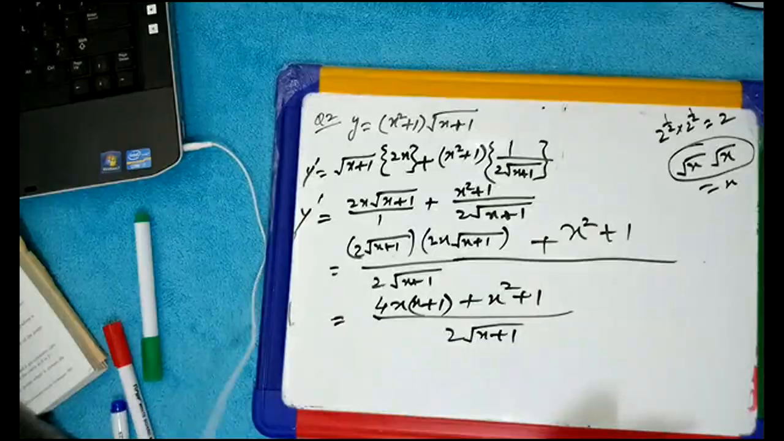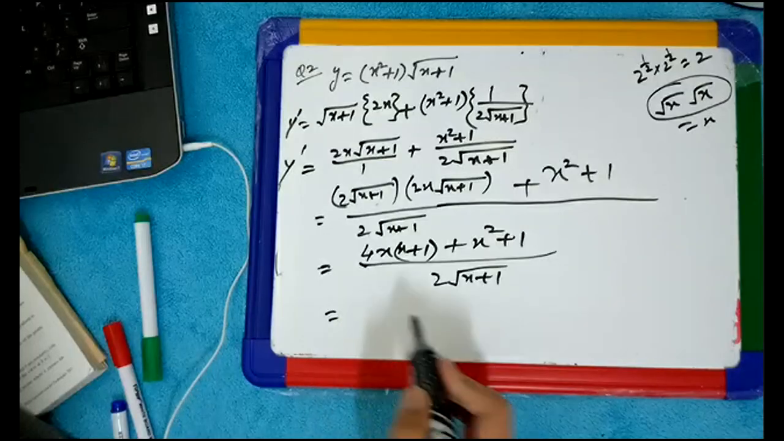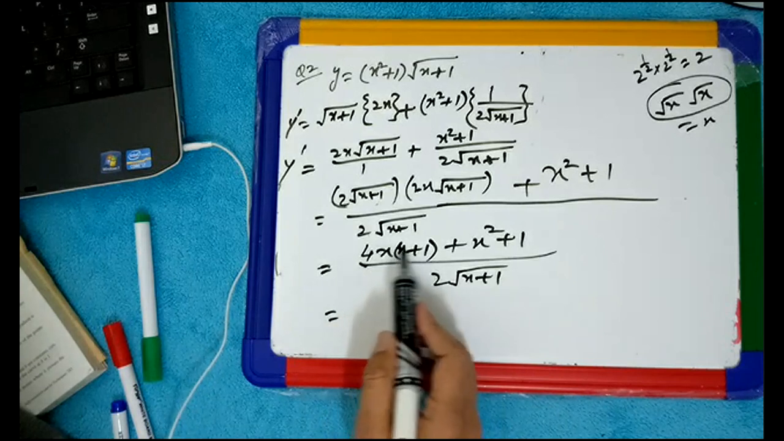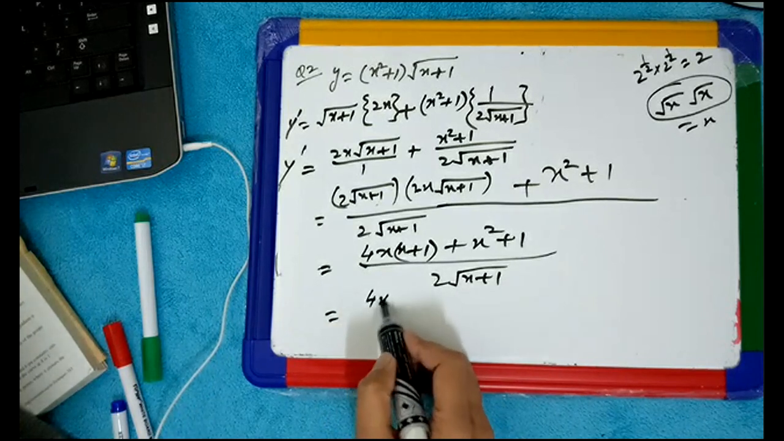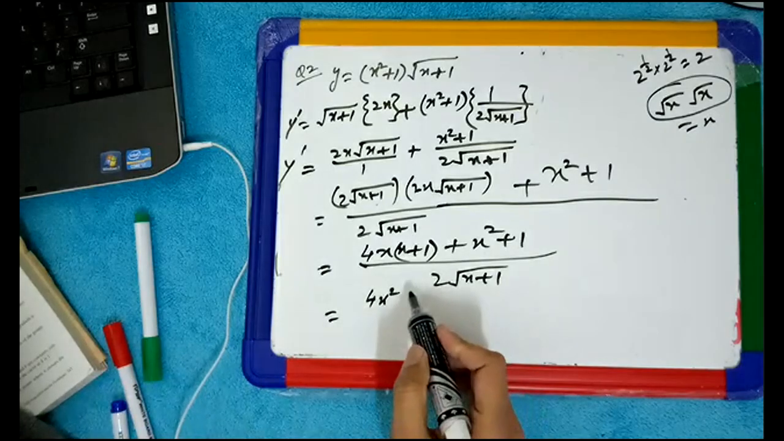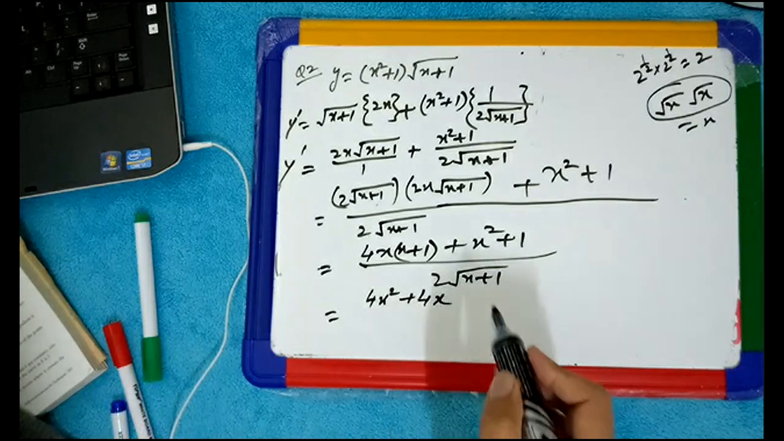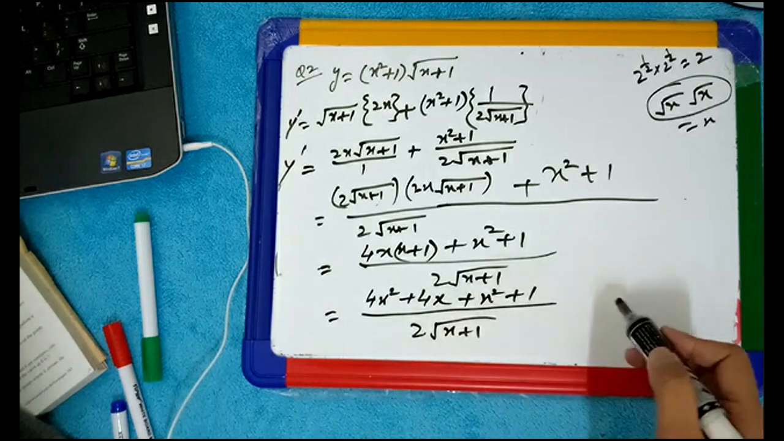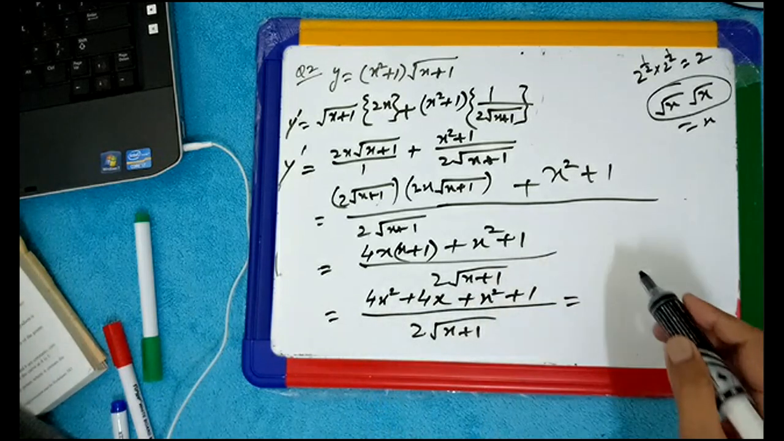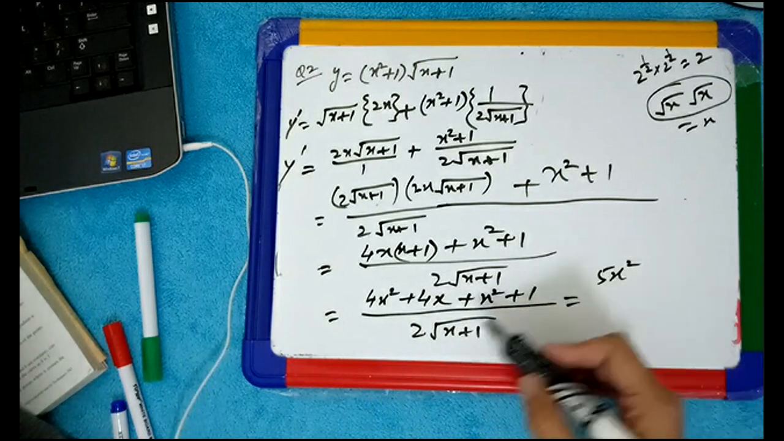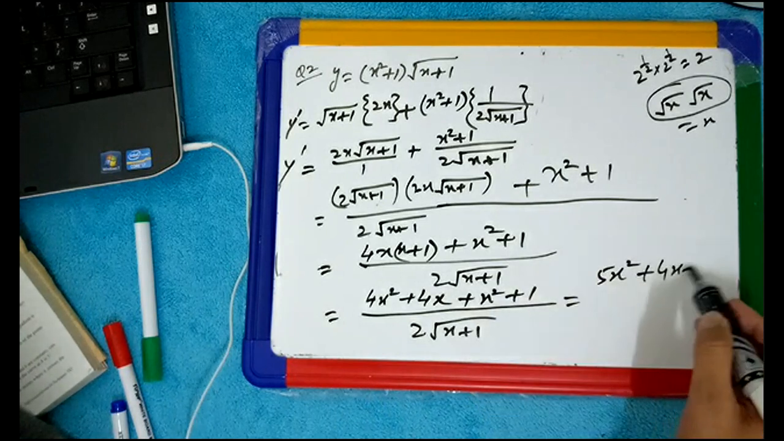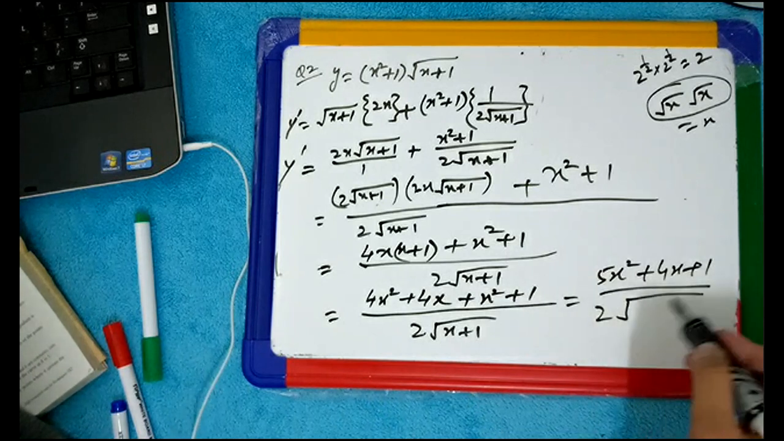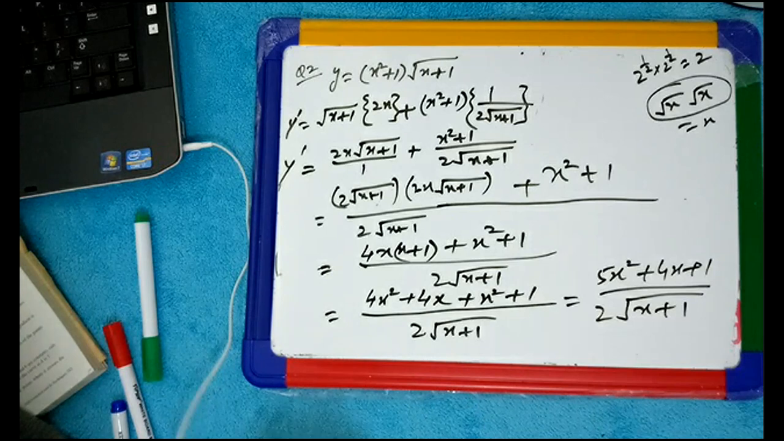Got it? Easy? Now multiply this with this, 4x squared. So 4x squared plus 4x, and plus x squared plus 1 divided by 2 square root of x plus 1. Right? One more step. 4 plus 1 squared is 5x squared, and plus 4x plus 1 over 2 times under root x plus 1. Done. This is your answer.